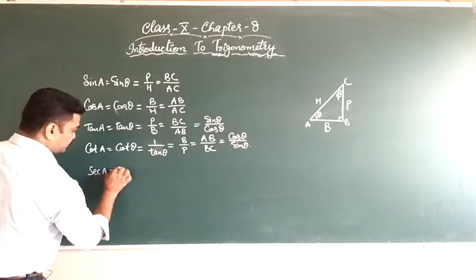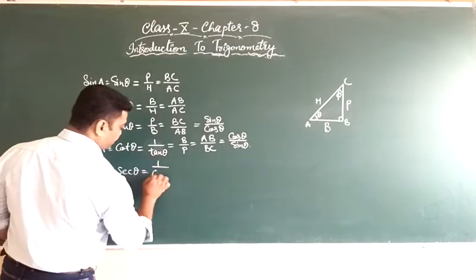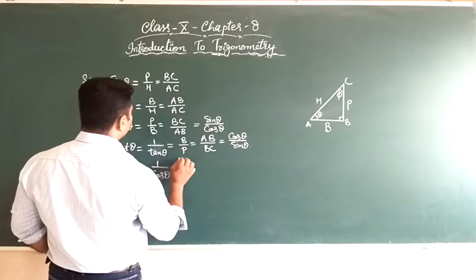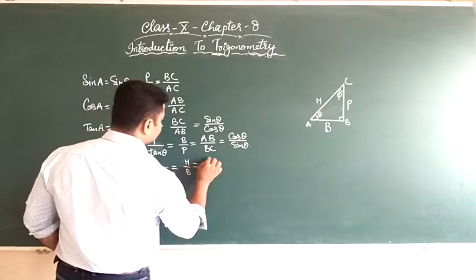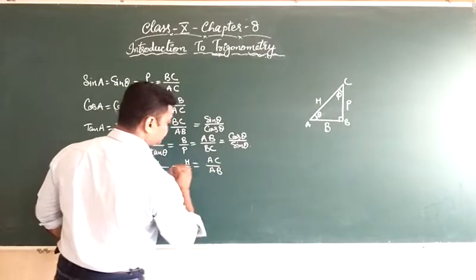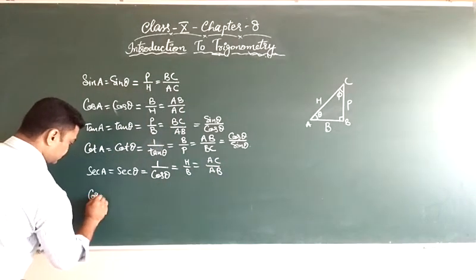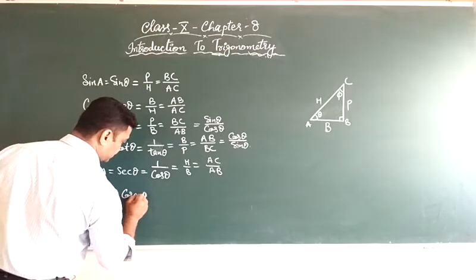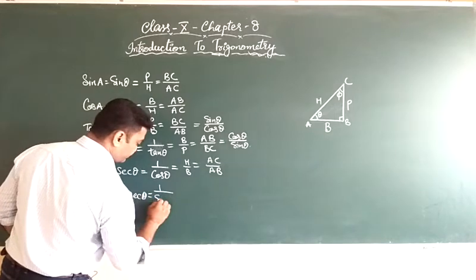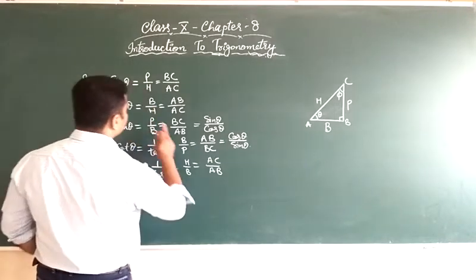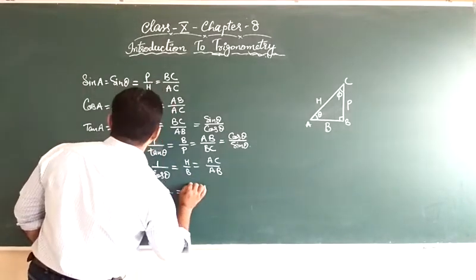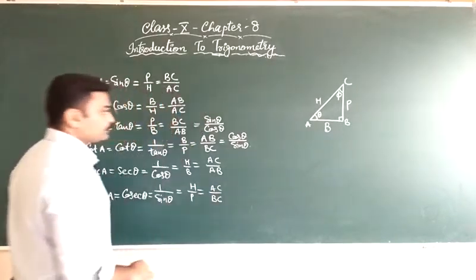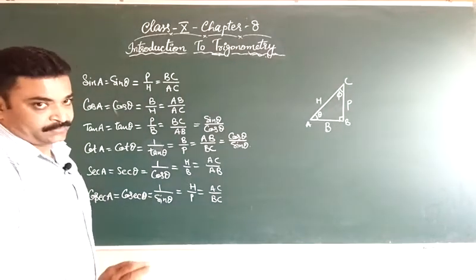And sec A is equal to sec theta is equal to 1 upon cos theta, that is AB upon AC, or H upon B, it is AC upon AB. And cosec A is equal to cosec theta is equal to 1 upon sin theta is equal to H upon P is equal to AC upon BC. Clear?